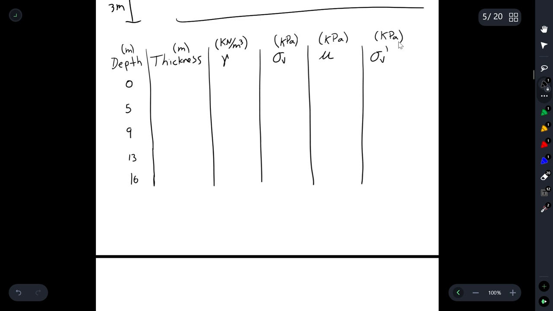Now, the differences are here in thickness, because we know that from 0 to 5 we have 5 meters, from 5 to 9 the same 4 meters, from 9 to 13 the same 4 meters, and from 13 to 16 the same 3 meters. However, because the groundwater table rose to 2.5 meters above the surface, at a depth of 0, at the surface, we're going to get a thickness of 2.5 meters. We can effectively say that because that surface is submerged under 2.5 meters of water, and the unit weight there would be the unit weight of water, 9.81 kilonewton per cubic meter.